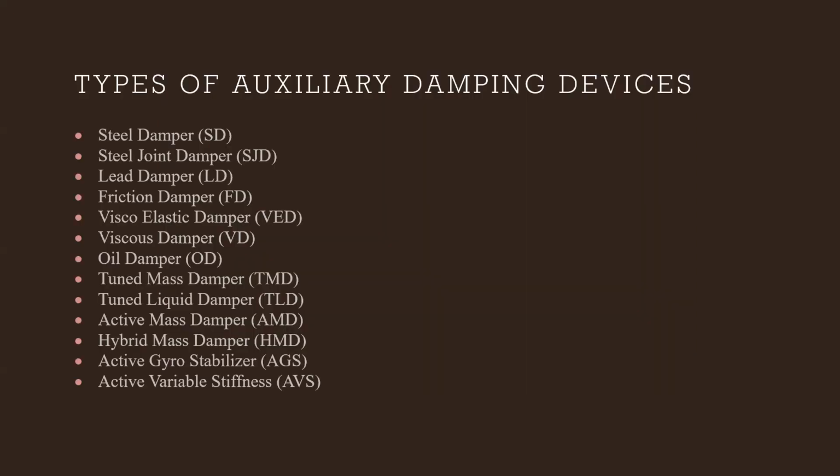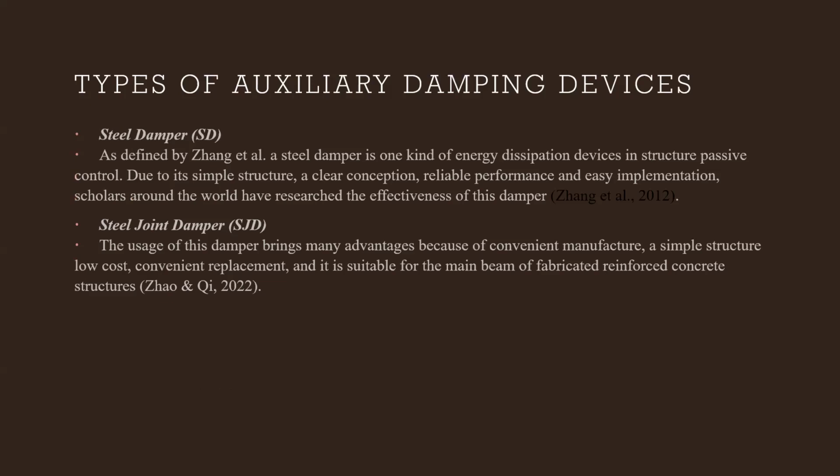As we can see, we have many types of auxiliary damping devices. We can have a steel damper, a steel joint damper, lead damper, friction damper, viscoelastic, viscous oil dampers, tuned mass dampers, tuned liquid dampers, active mass, hybrid mass dampers, active gyrostabilizer, and active variable stiffness. We have some definitions for these damping devices.